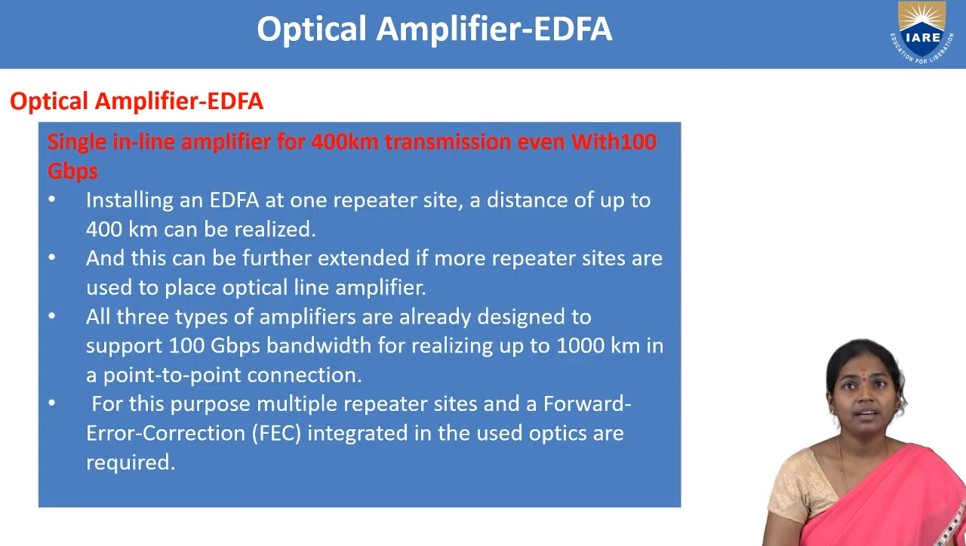And a single inline amplifier for 400 kilometer transmission, even with 100 gigabits per second. So installing an EDFA at one repeater site, a distance up to 400 kilometers can be realized, and this can be further extended if more repeater sites are used to place optical line amplifiers. So all three types of amplifiers are already designed to support 100 gigabits per second bandwidth for realizing up to 1000 kilometers in point-to-point connection. So here the purpose of multiple repeater sites and forward error correction integrated in the used optics are required.